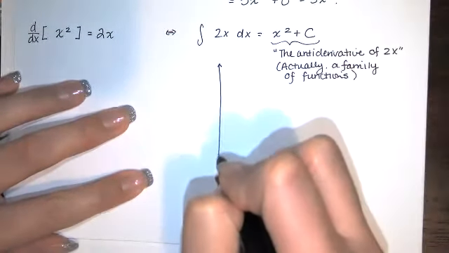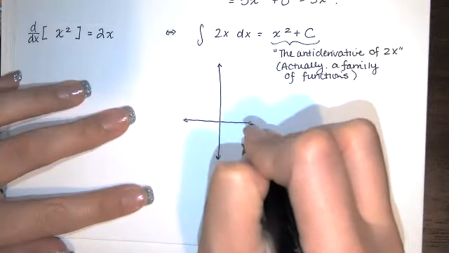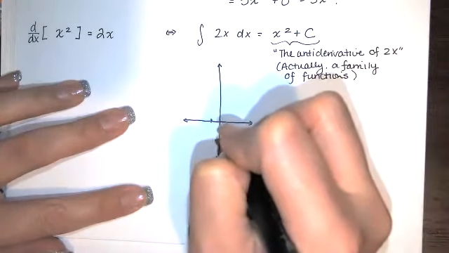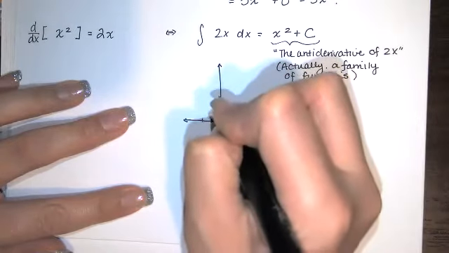So that family is given by y equals x squared plus c. When c equals 0, we get something that looks like this.